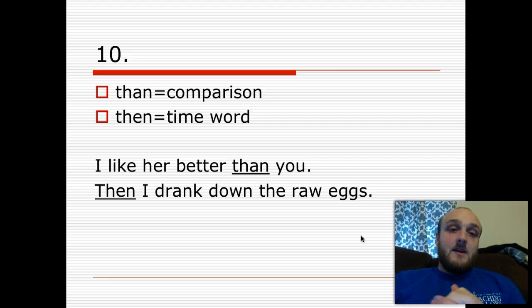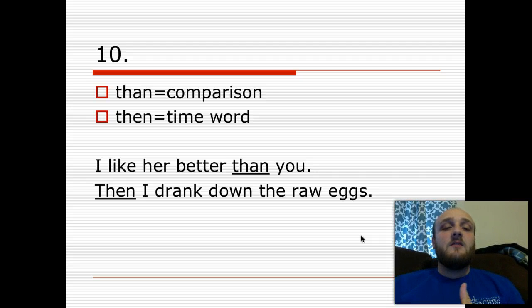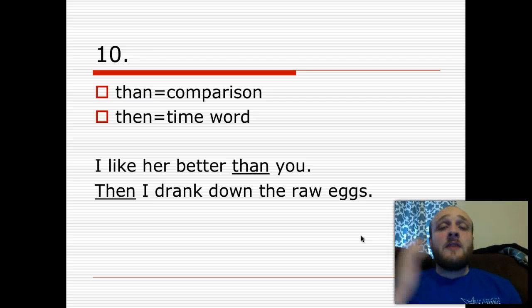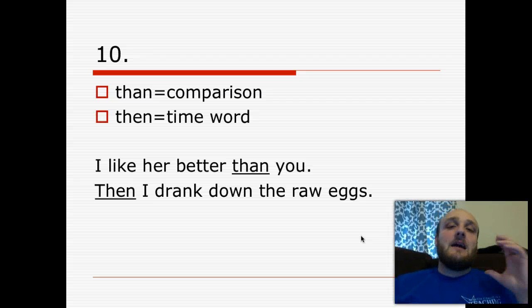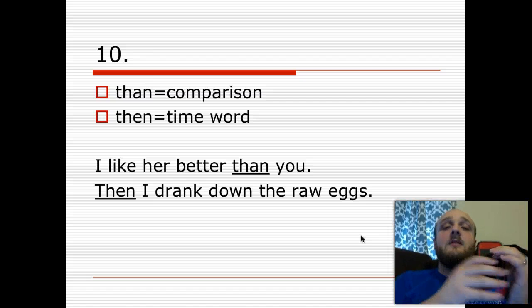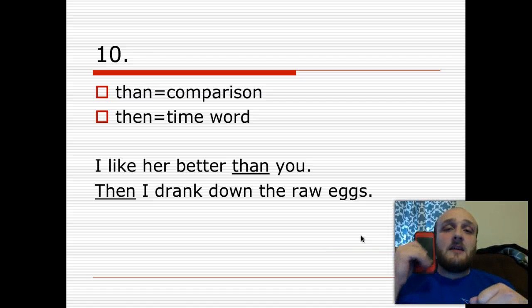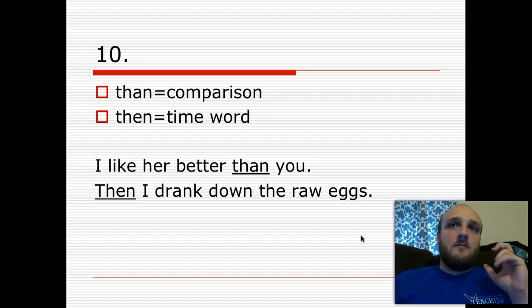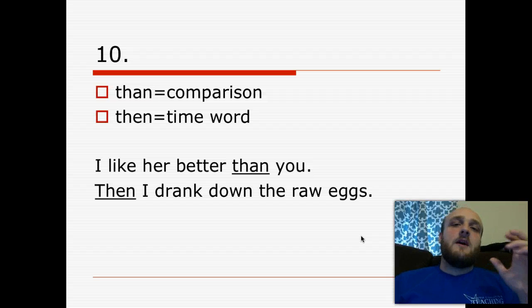10. Than and then. These are very commonly misused too. So the difference between these two is that than, T-H-A-N, is a comparison of two things. I like her better than you. I like the iPhone 5 better than I like the Samsung Galaxy Note. Okay? I like green better than pink.